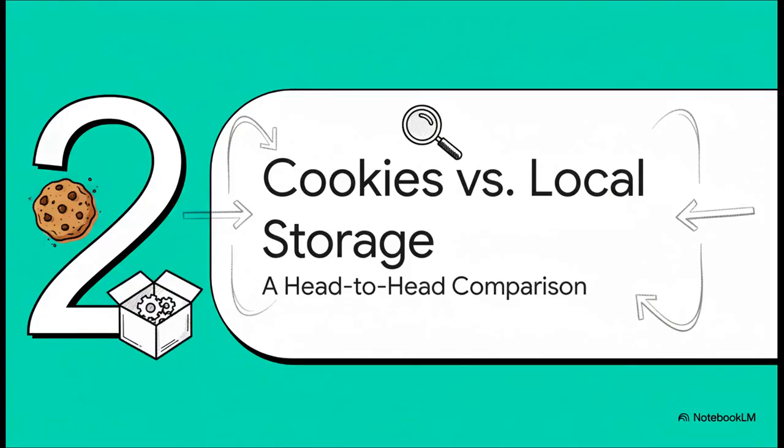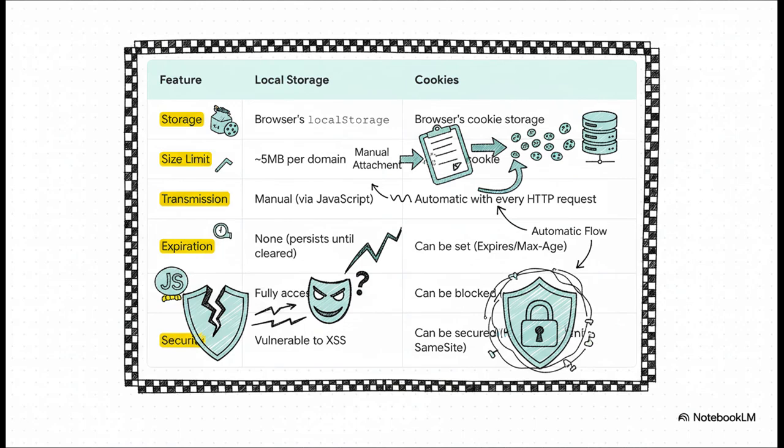All right, analogies are great, but let's get into the nitty-gritty. Let's really break down the technical differences and see how these two stack up side by side. So this table pretty much lays it all out. Check out the transmission row for a sec. Cookies, they're sent automatically with every single request to the server. Local storage, you've got to do that manually. But honestly, the real story, the absolute game changer, is that last row, security. Local storage is basically an open book for any script on the page. But cookies, man, they can be locked down super tight.